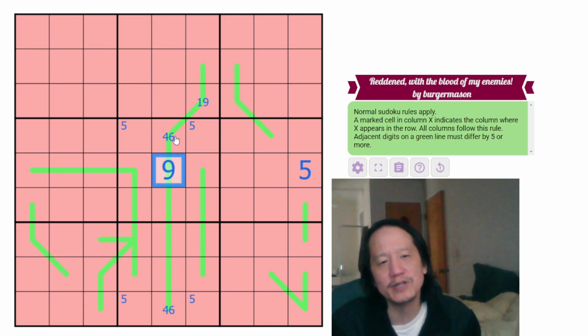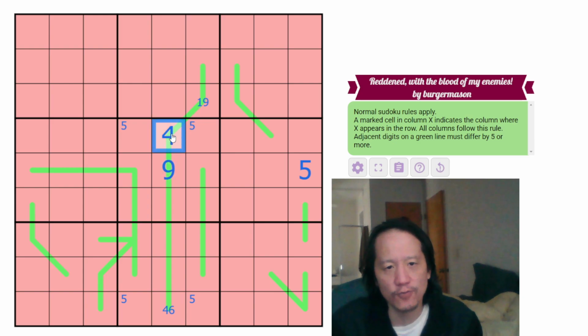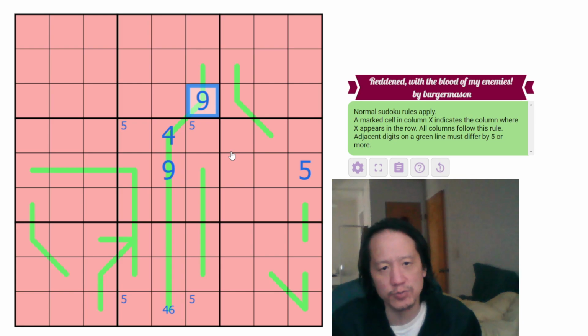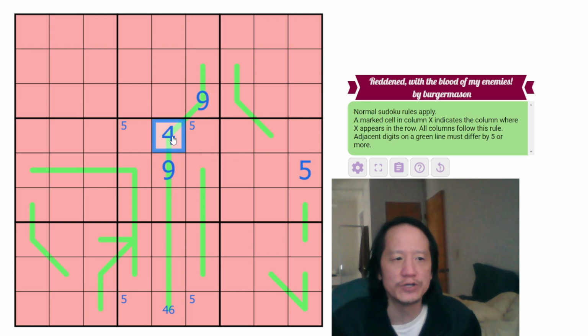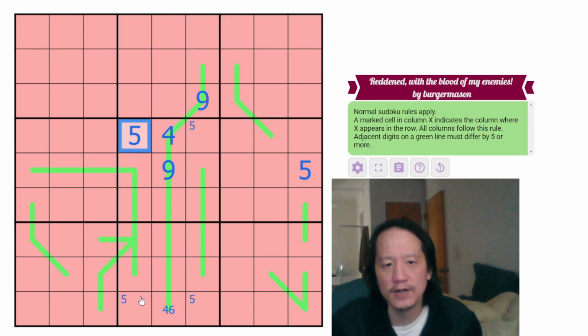Now, 9 can only be next to a 4 on a German whisper line. Or sorry, of 4 and 6, 9 can only be next to 4. 4 can only be next to 9 on a German whisper line. This 4 is saying that the 5 is in the 4th position, so therefore this is a 5. This cannot be 5 anymore. This can't be 4, so this must be 6. The 6 can only be next to a 1 on a German whisper line, so this must be 1.